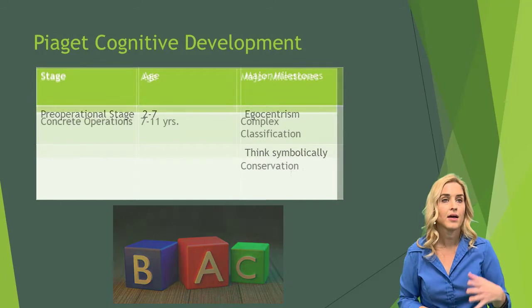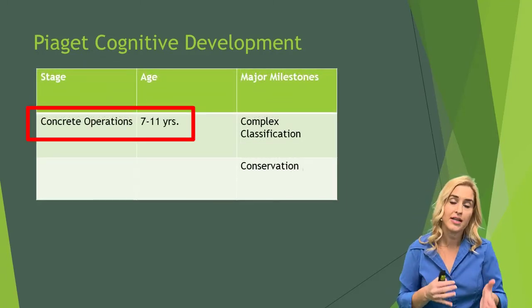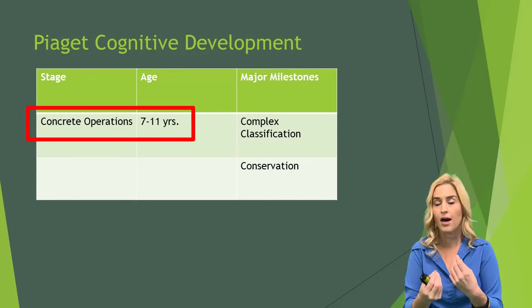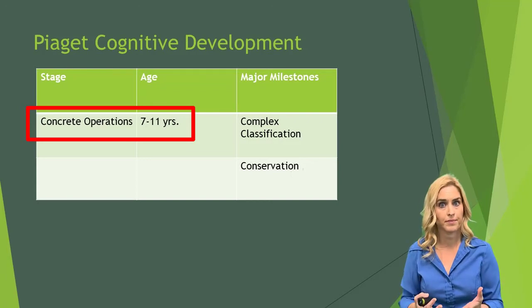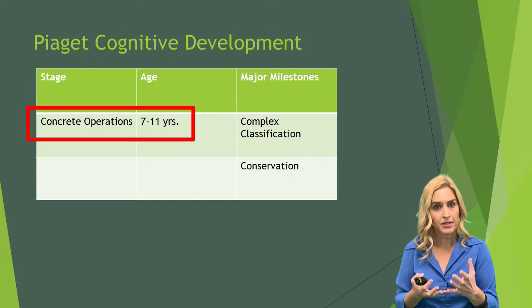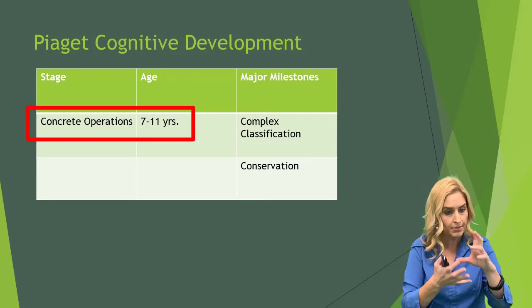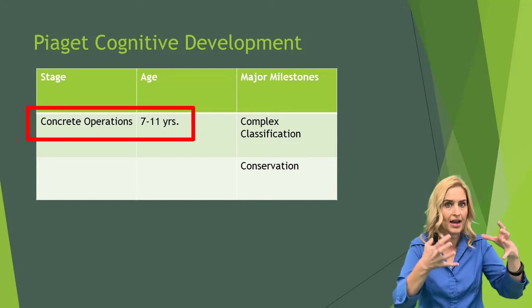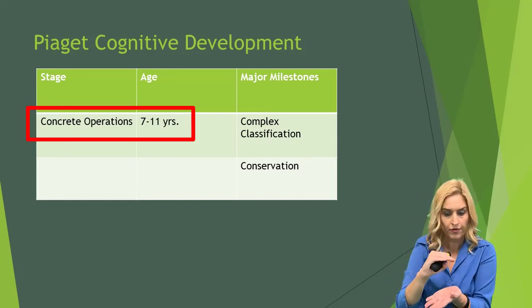Concrete operations is the next stage, and this is ages 7 to 11 years of age. Now we're starting to understand complex classification as well as conservation. Now with conservation, this is understanding that the same matter or the same liquid, whatever it is in the world, is the same no matter if I have it in a long, skinny, tall glass or a short, fat glass.